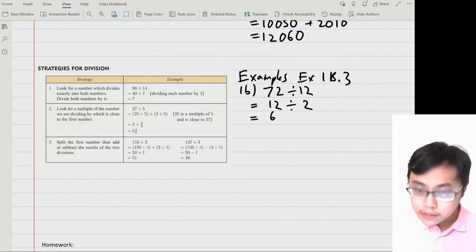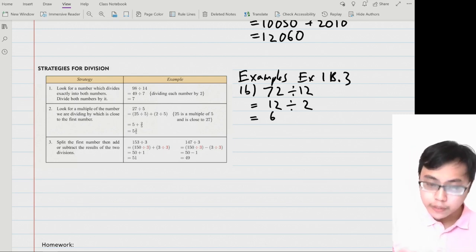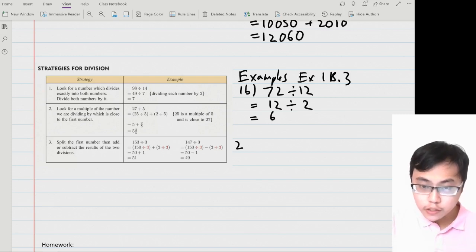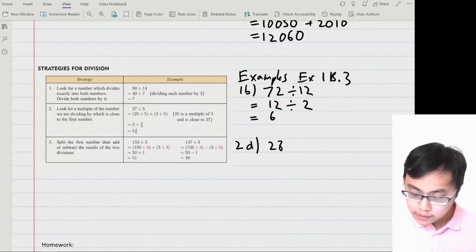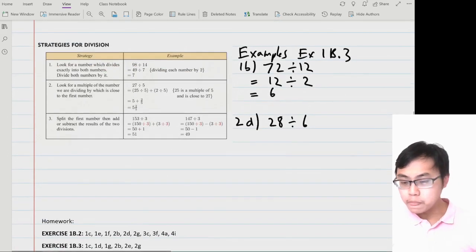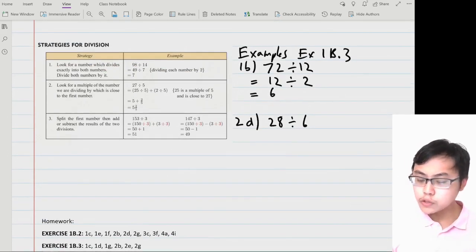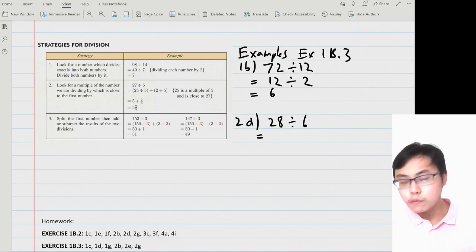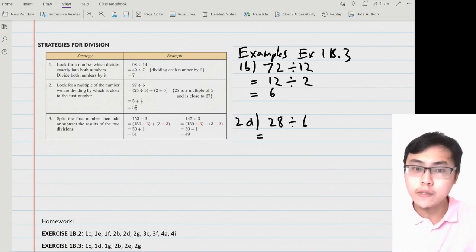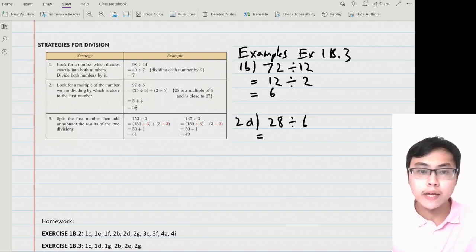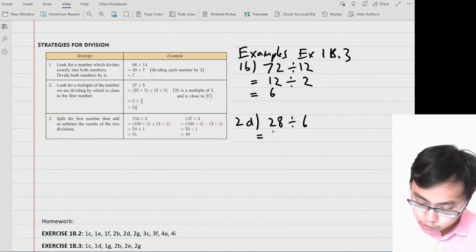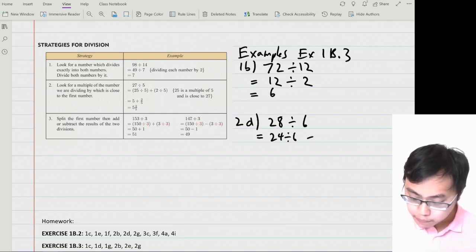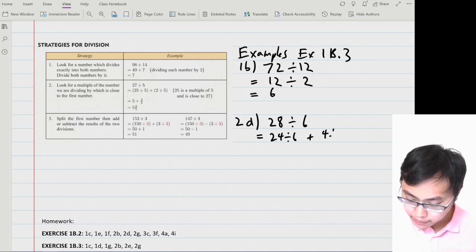Very simple. Next example. I know I'm going a little bit fast, but if at any time you feel that you couldn't catch up, feel free to pause the video or go back and look at it again. 2D, this is going to be 28 divided by 6. Now, for this one, I'm going to choose the closest number to multiples of 6 for 28. 28 is actually closer to 30, but I don't want to go above 28. I don't want to subtract later. Instead, I just want to add later. So we're going to go down a bit. That's going to be 24. So we're going to split this into 24 divided by 6 plus 4 divided by 6.